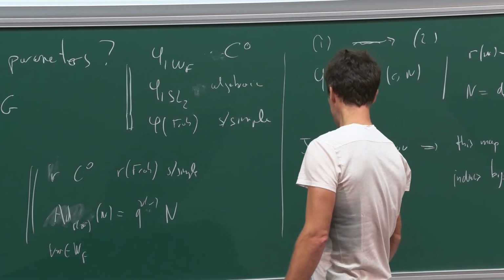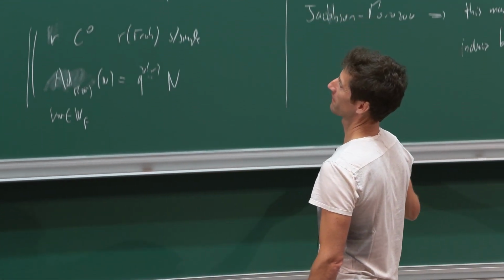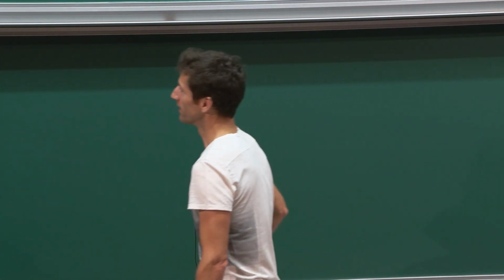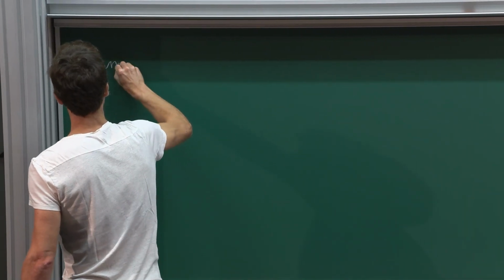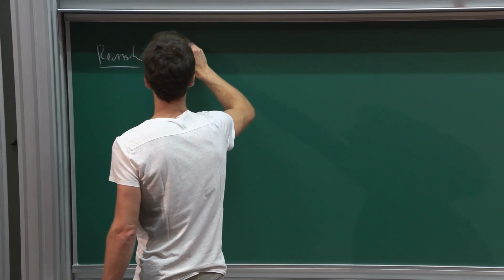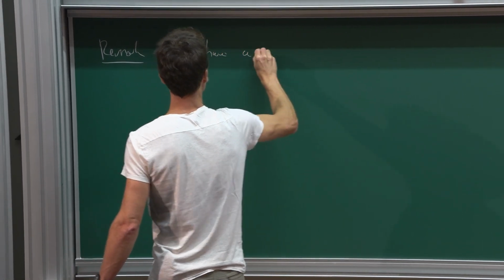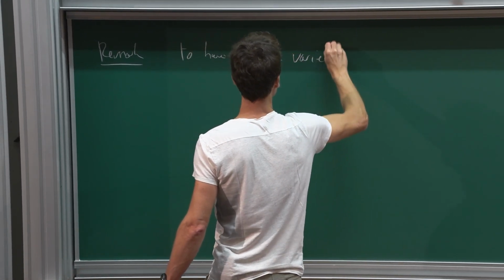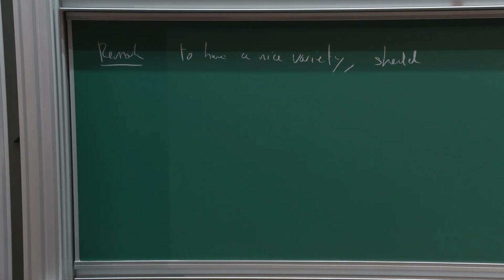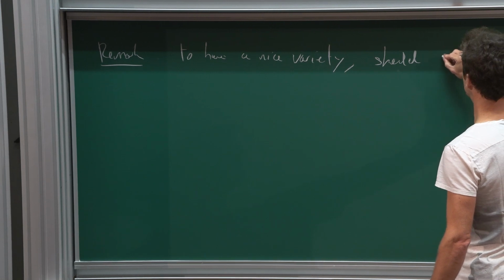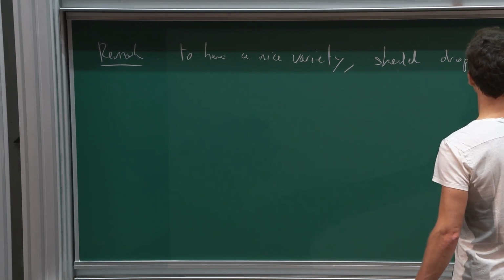So the first remark I want to say is that if you really want to have nice algebraic varieties, you really should drop, so that's something which might bother people who are from a classical Langlands background, you should really drop Frobenius semi-simplicity.